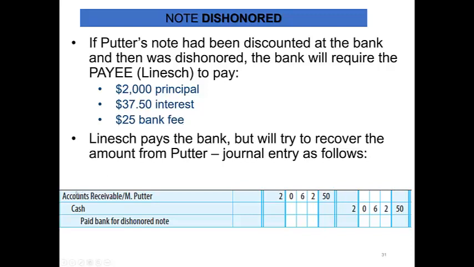So we are going to debit accounts receivable Putter for the amount of principal, interest, and the bank fee. And then we're going to credit cash for $2,062.50, because remember the note has already been removed from our books, so we don't have to worry about that. We removed it when we sold it to the bank, but we do need to make sure that we put this accounts receivable on here from Putter for the total amount that we had to pay the bank to satisfy the note.